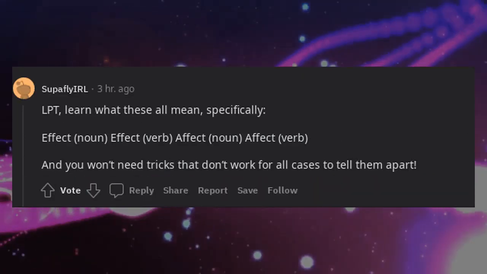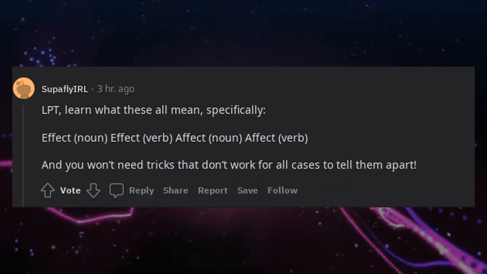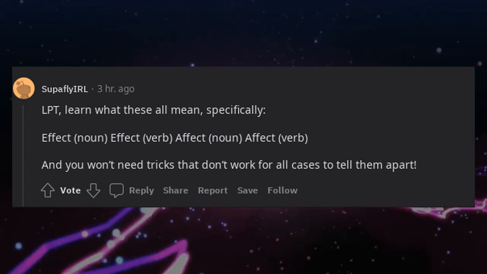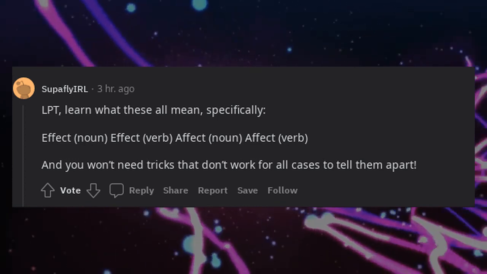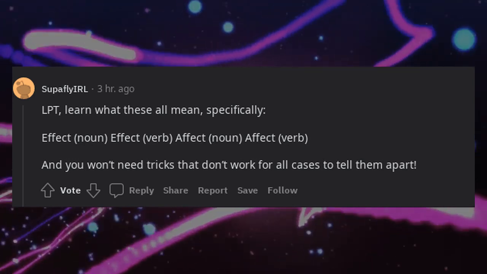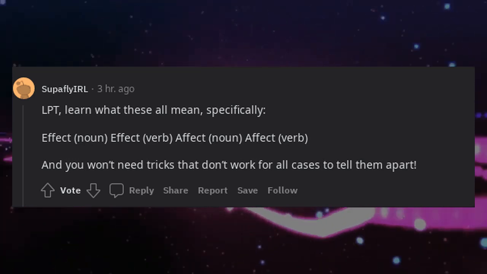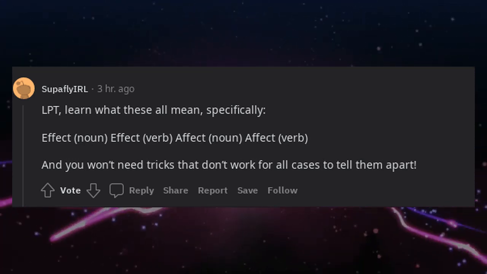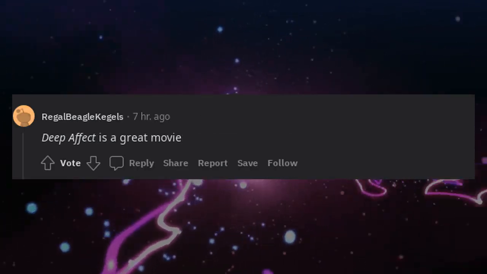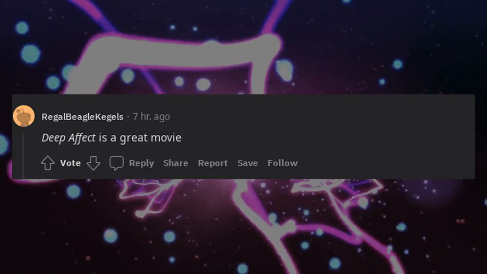LPT. Learn what these all mean. Specifically, effect noun, effect verb, affect noun, affect verb, and you won't need tricks that don't work for all cases to tell them apart. Deep Affect is a great movie.